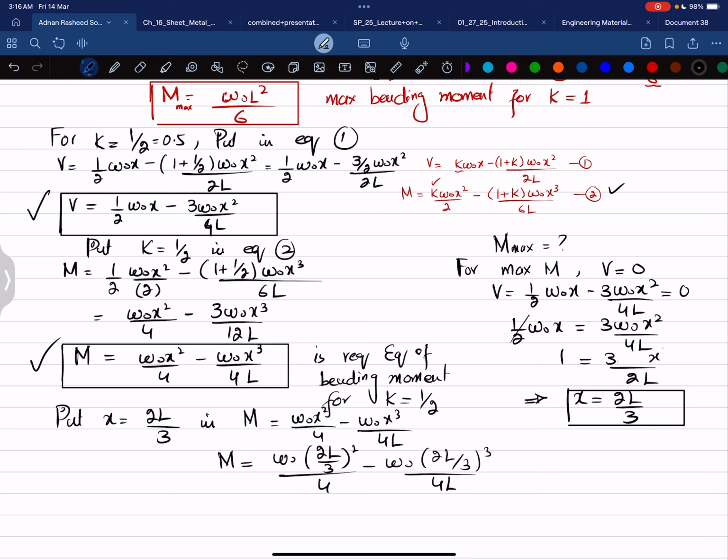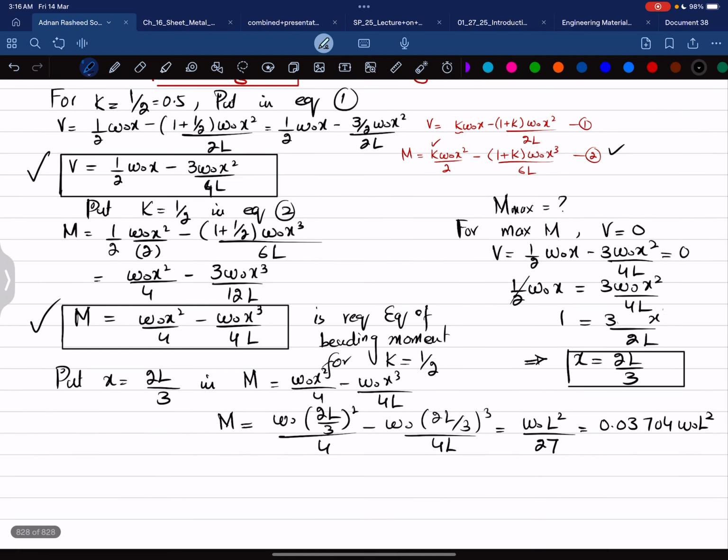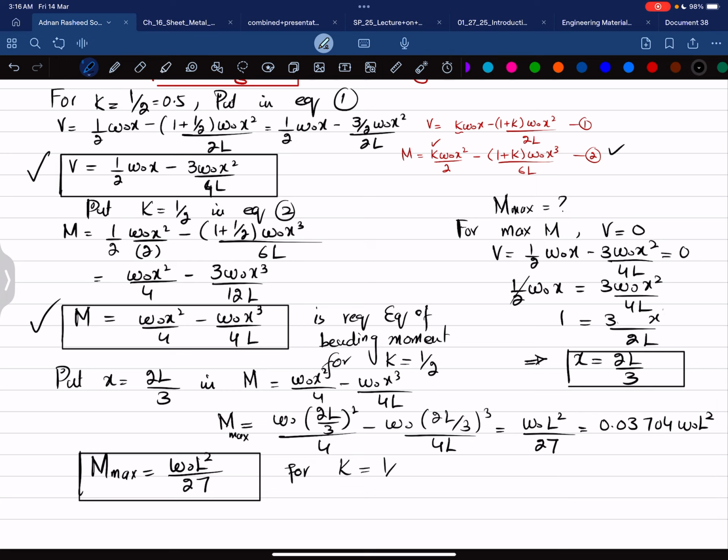And when you solve this, you will get it as W naught L square over 27, which is equal to 0.03704 W naught L square. So what we can write is that this will give you the maximum bending moment. So we can write maximum bending moment is equal to W naught L square over 27 for k is equal to 1 over 2, and which is the answer of our second part.